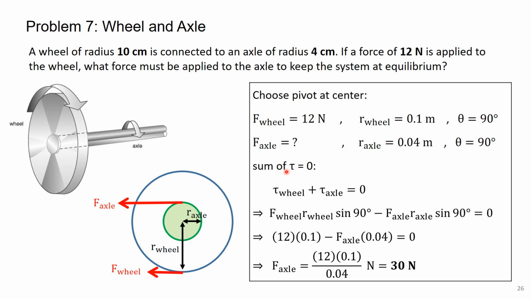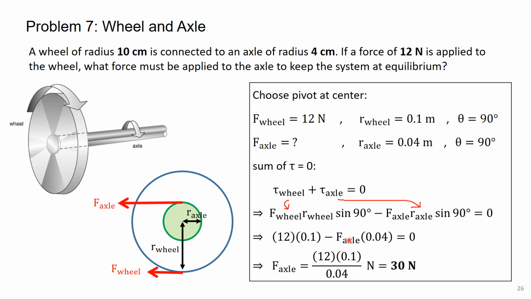So then you do the sum of torques, okay? So you add the two torques and set it equal to 0. And for the two torques, you use the usual equation, force multiplied by R value multiplied by sine of 90. So you do it for both the wheel and the axle, and for one of the quantities you have to put a negative sign because one torque is clockwise and the other is counterclockwise. The question doesn't tell us which is which, so just pick one.